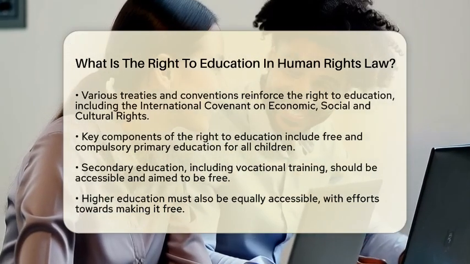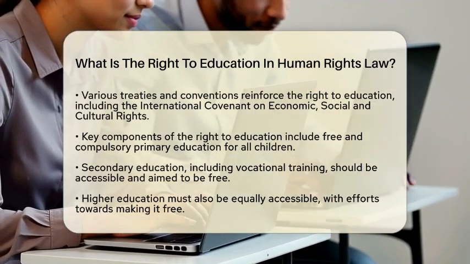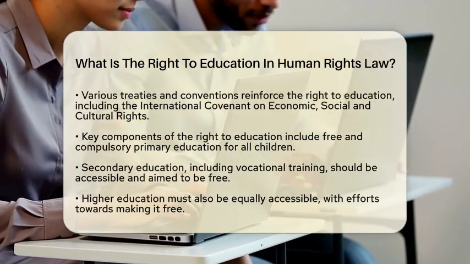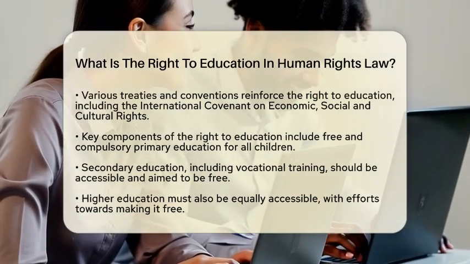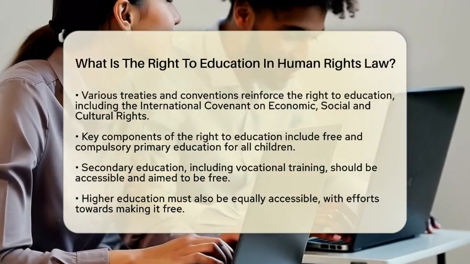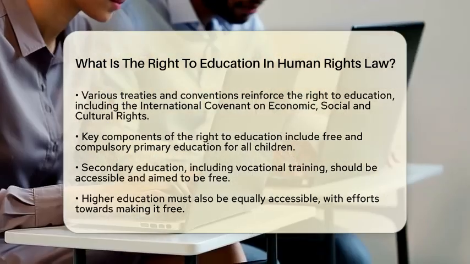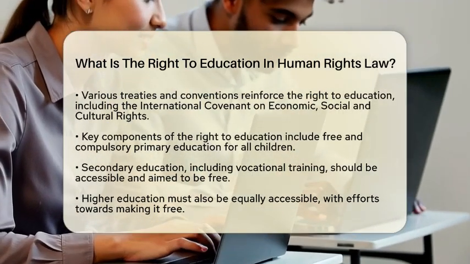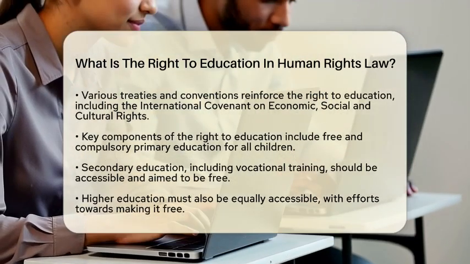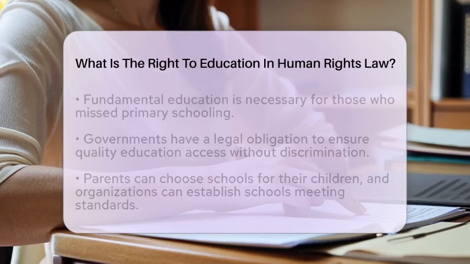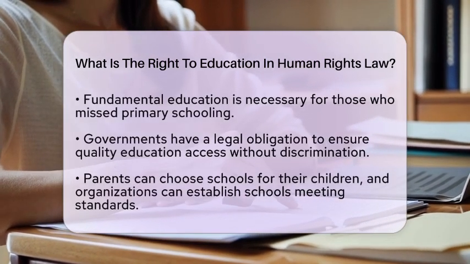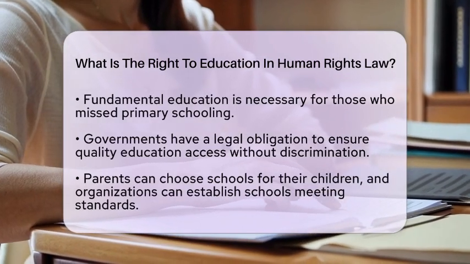The right to education has several key components. First, every child must have access to free and compulsory primary education. Second, secondary education, which includes technical and vocational training, must be available and accessible to everyone, with states working toward making it free. Third, higher education should also be equally accessible, with countries aiming to provide it for free as well. Lastly, fundamental education must be available for those who missed out on primary schooling.